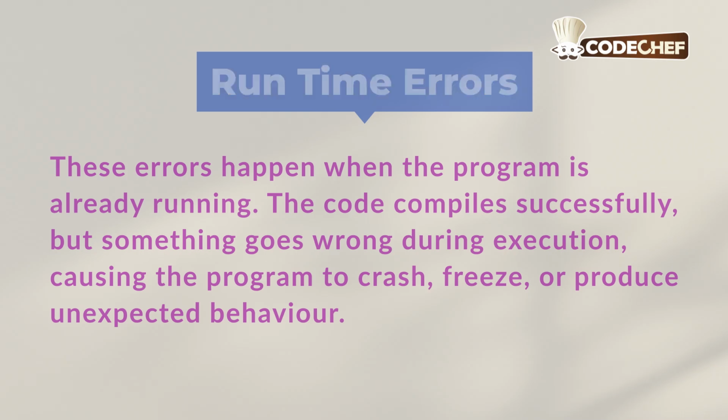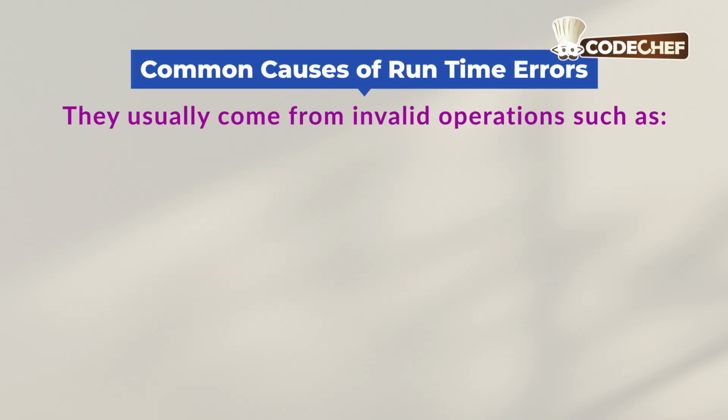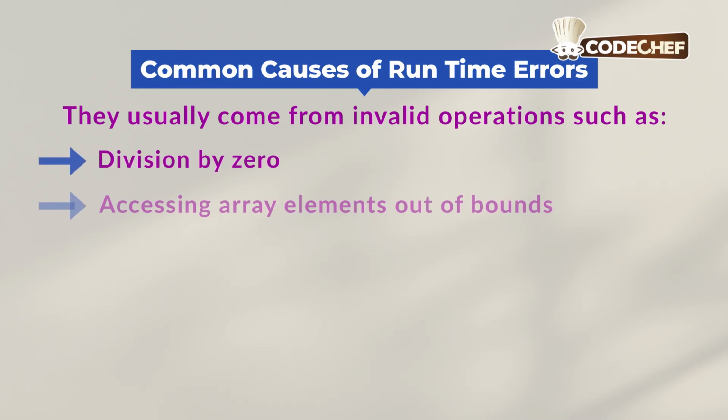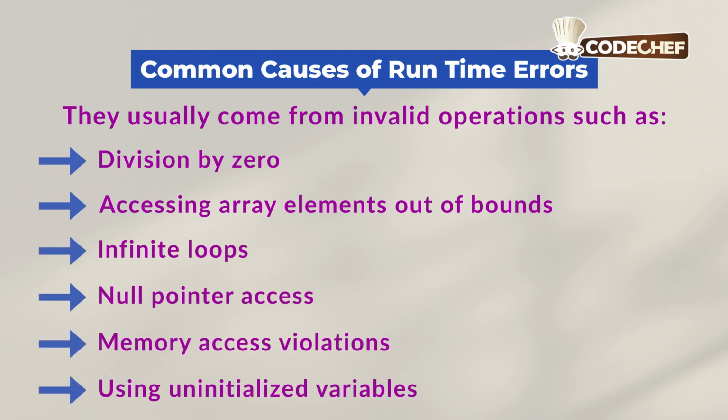Now let me show you some common causes of runtime errors. They usually come from invalid operations such as division by zero, accessing array elements out of bounds, infinite loops, null pointer access, memory access violation, using uninitialized variables. Again, these are just some of the examples. There can be a number of cases that can lead to runtime errors.